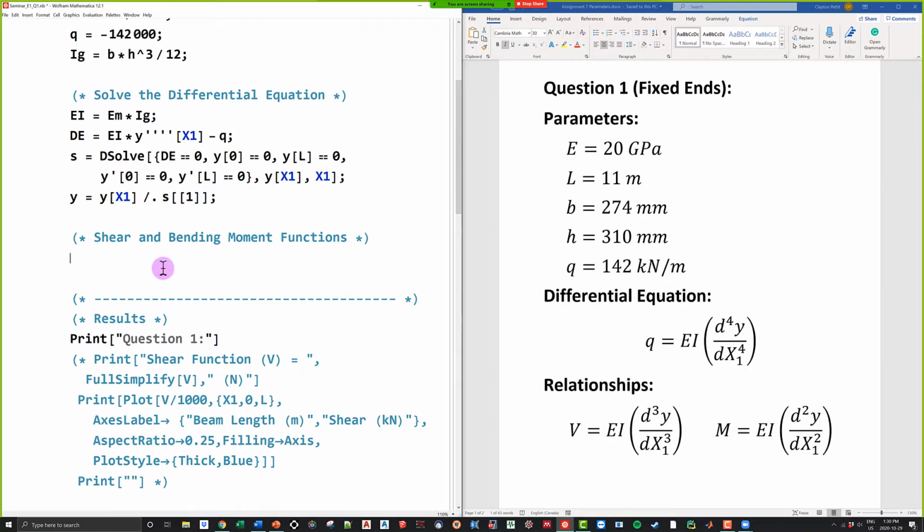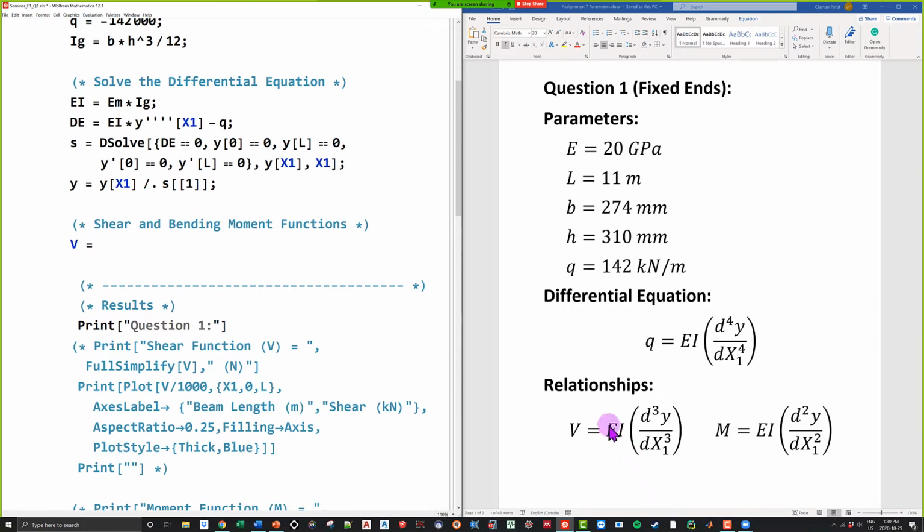All right, so now that we have our deflection function and it's looking good, we can use the relationships that we have down here to find both the shear and the moment. So let's start off with shear. We see that shear is simply going to be EI multiplied by the third derivative of that deflection function. So of course in Mathematica we know we can find that third derivative using the D function, and the D function takes in two inputs. The first input is, what is the function I want to differentiate? Well, that's going to be Y. And the second input is, what variable are we differentiating with respect to? Well, that's going to be X1.